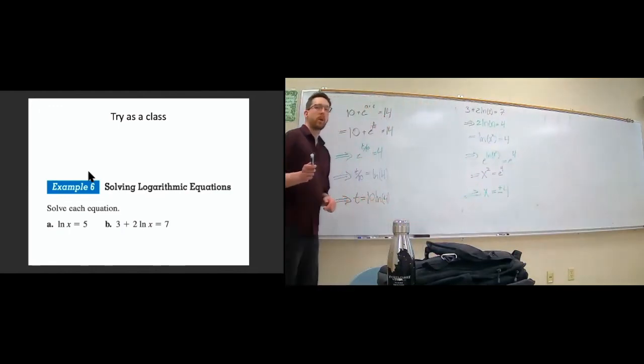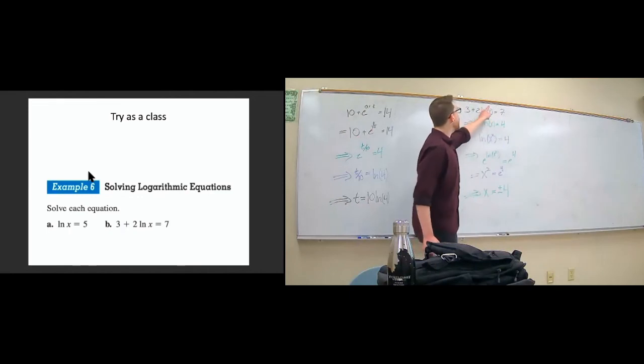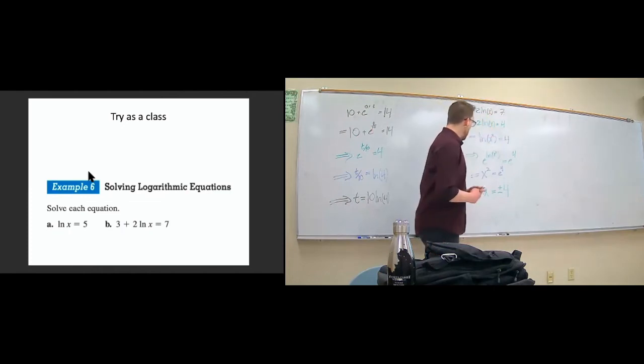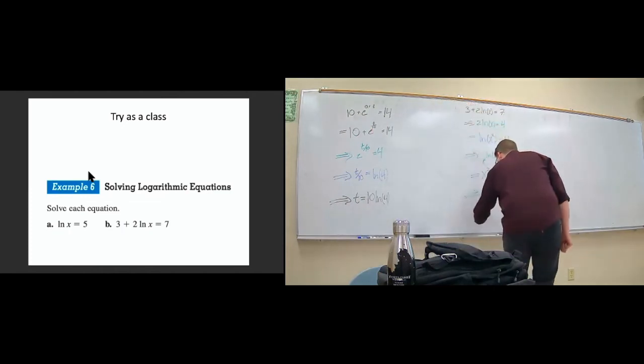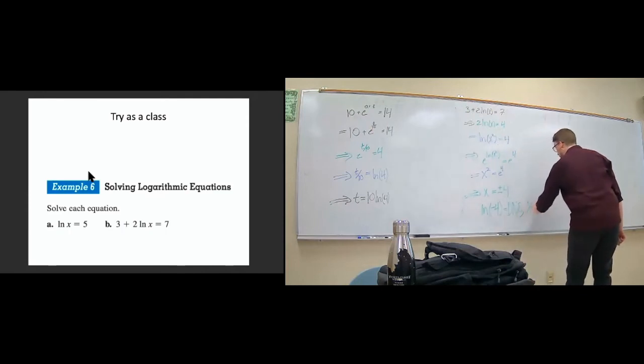Not quite, because if we look back at our original equation, we can't put -4 here. So because the ln of -4 does not exist, x has to be equal to 4.